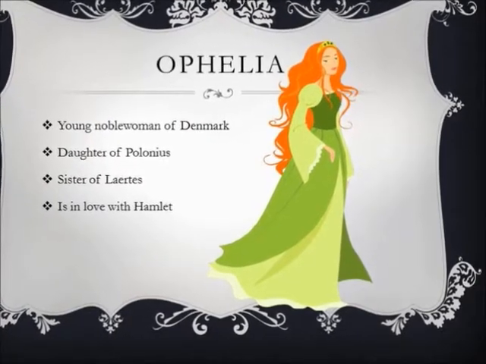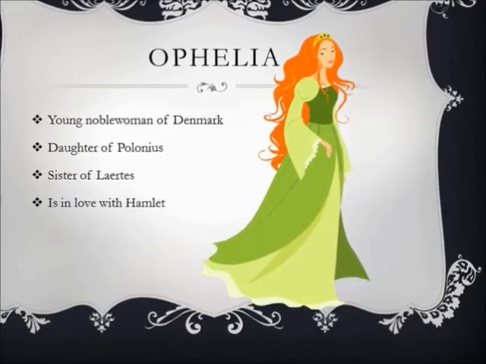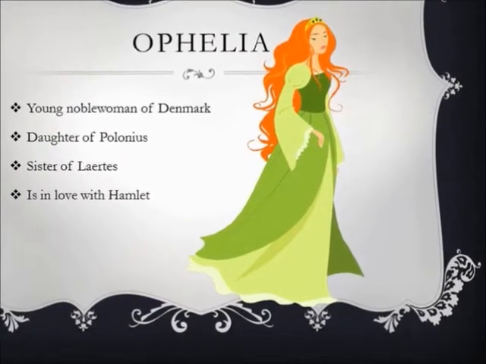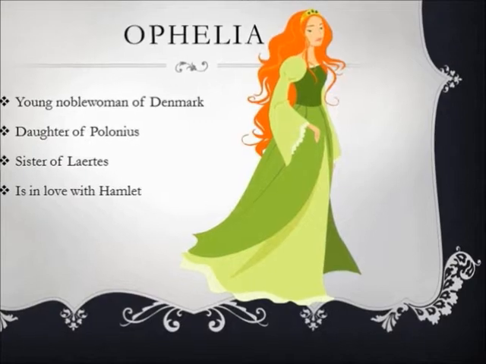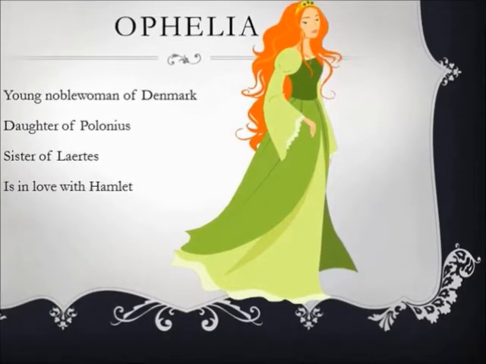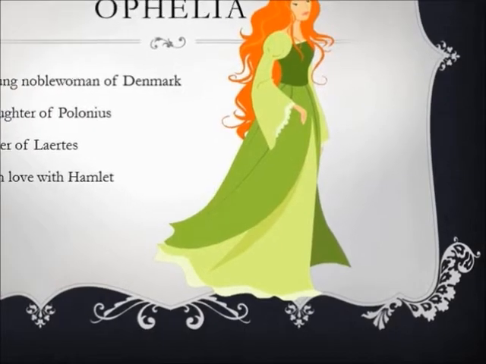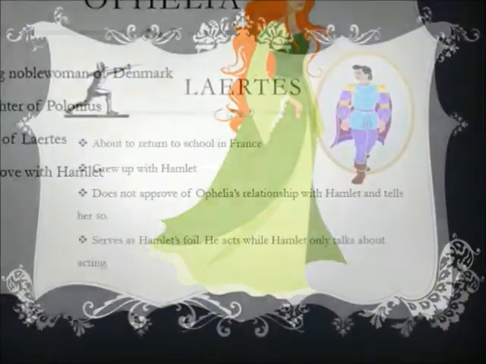Her father and brother warn her to stay away from Hamlet because Hamlet is not free to marry who he wants and is just using her. They are afraid her reputation will be ruined if she runs around with Hamlet. She truly loves Hamlet, but because of his harsh treatment of her, she goes crazy and commits suicide by drowning.